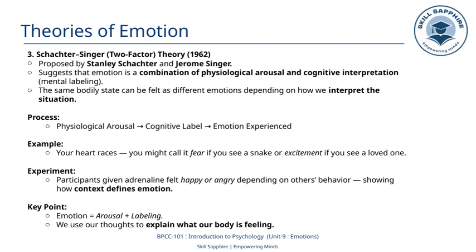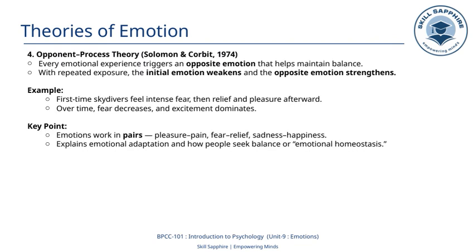Our thoughts help us make sense of what our body is feeling, and that's what shapes our emotional experience. This theory highlights the important role of cognition in how we understand and experience emotions. Now, let's explore the opponent process theory, developed by Solomon and Corbit in 1974.